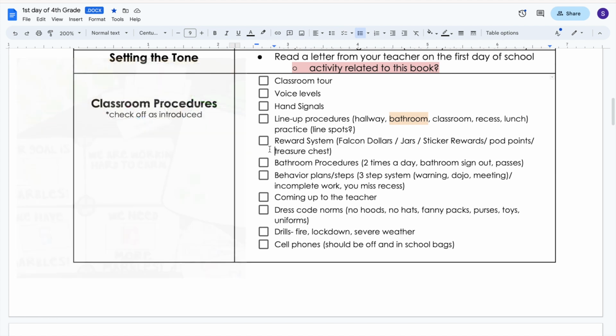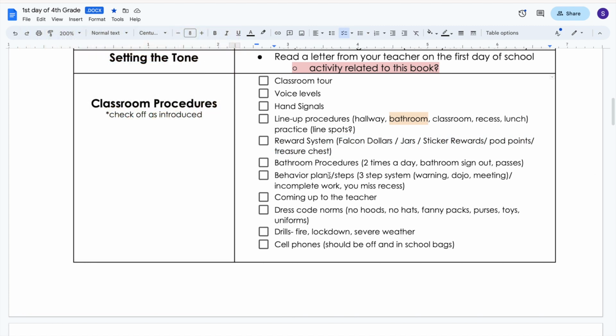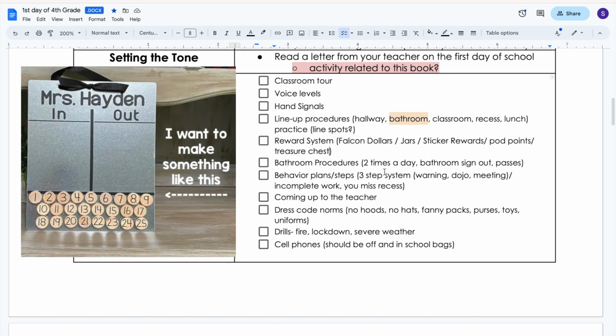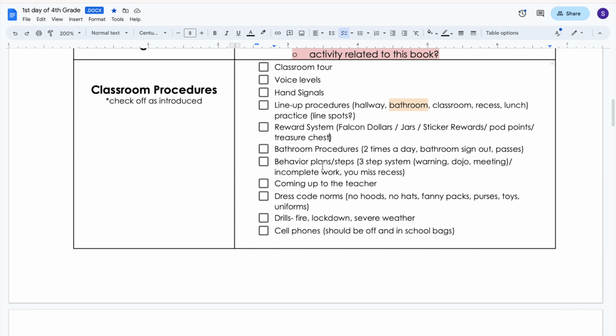Treasure chest, I'm not sure if I'm going to be doing that this year, but I'm still making up my mind. Bathroom procedures, which is two times a day, bathroom sign-out and passes, and introduce them to that. Behavior plans and steps. So we have a three-step system. I'm really reinforcing that this year, which is warning, Dojo, meeting.